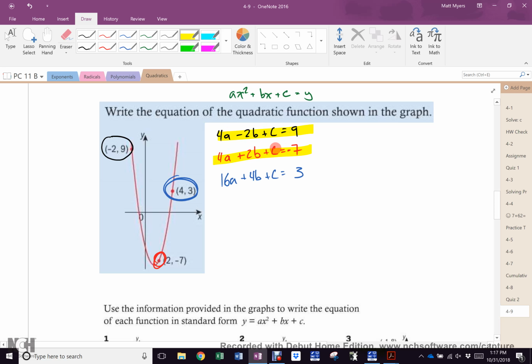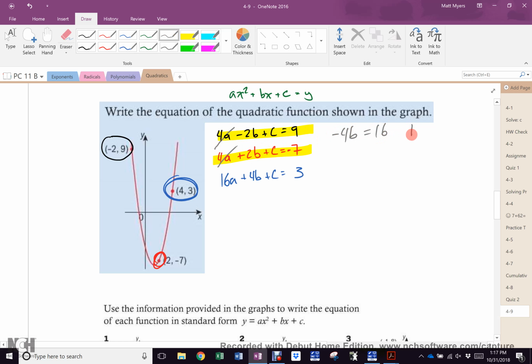I don't need to multiply. Oh, yeah, I see what you're doing. You want to multiply 1 by negative 1 and then add them, right? Yeah. Couldn't I just subtract them? Yeah. What's 4 minus 4? 0, right? So they're gone. What's negative 2 minus 2? Negative 4b. C minus C is 0. What's 9 minus minus 7? 16.